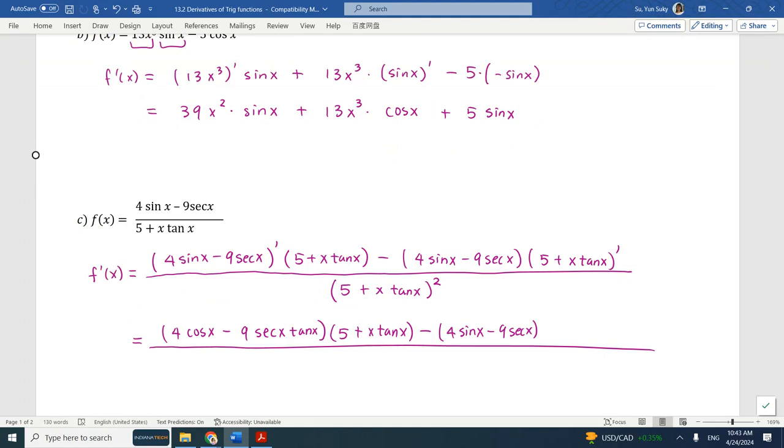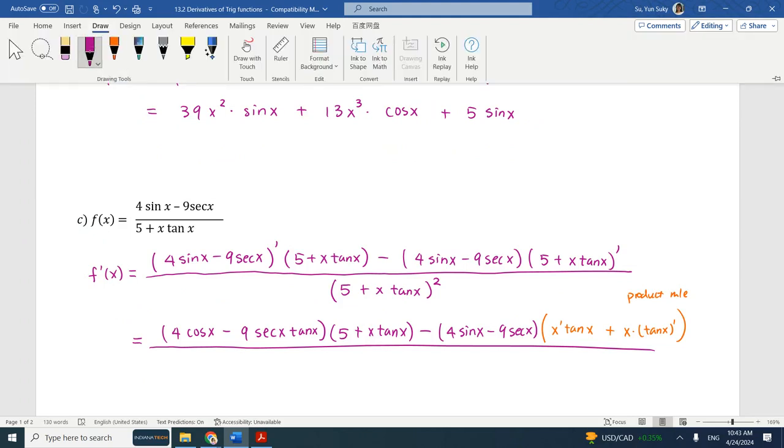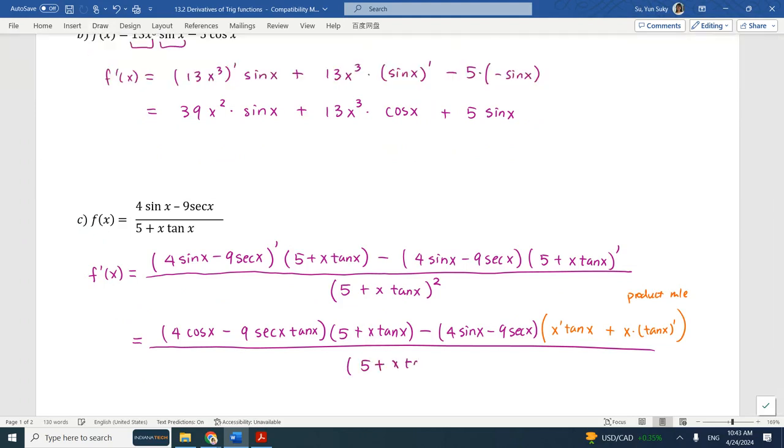But then this guy is a product. Yeah, we have to do product. X and tangent x, we have to do product rule here. What's product rule? Yes. So u prime v plus u v prime. So here we're doing product rule. Yeah, we do quotient rule and then product rule, right? And then the denominator is, oh, I copied this down.